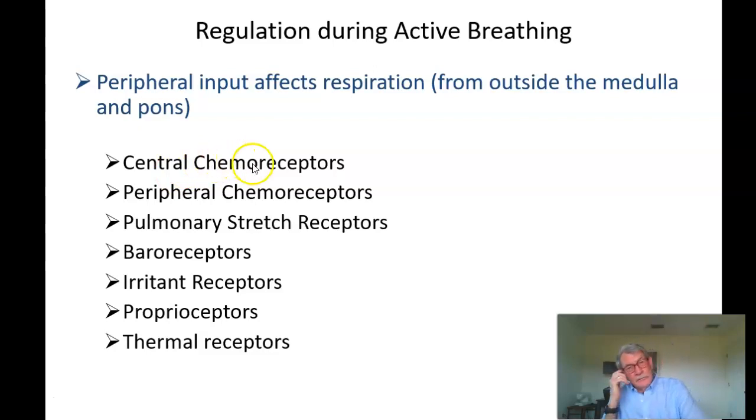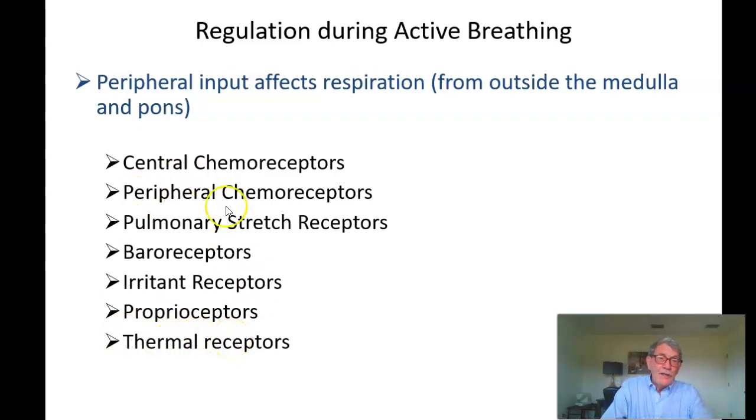You have various chemoreceptors, sensing how much oxygen and CO2 is in the blood. Pulmonary stretch receptors: if you breathe in really deeply, you send a signal that inhibits further breathing in. Baroreceptors: if the blood pressure goes up, you assume you're exercising and therefore you start breathing faster. Irritant receptors make you cough. Proprioceptors: if I move my arms a lot, I'll start breathing faster even before I need the oxygen, because I'm signaling my central pattern generator that I'm moving, I'm going to need more. Thermal receptors: if you get hot, you breathe faster.